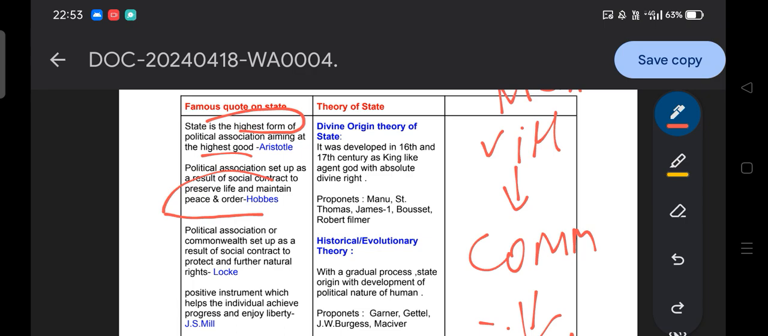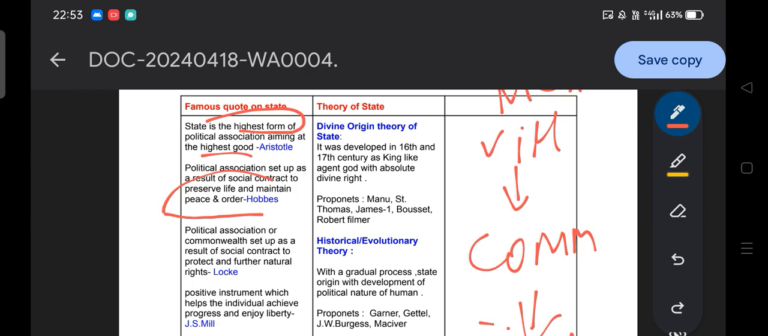You will ask, sir, Hobbes, Locke, Rousseau also belong to the social contract, so it's confusing. No need to be confused, I am here with you. That is how you can remember: Hobbes' main idea is to preserve life and maintain social order.